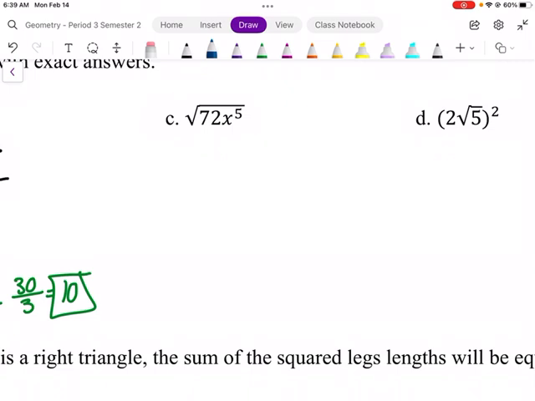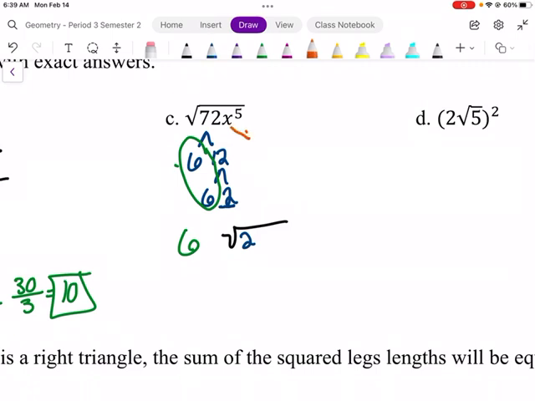Now the next one, we have numbers and variables, which we're going to do the same thing. 72 factors into 6 and 12, 6 and 2, and I see right away that we have a group of 2 6's, so we can pull that outside of the square root sign. And then we have a leftover 2, so that has to go underneath the square root.